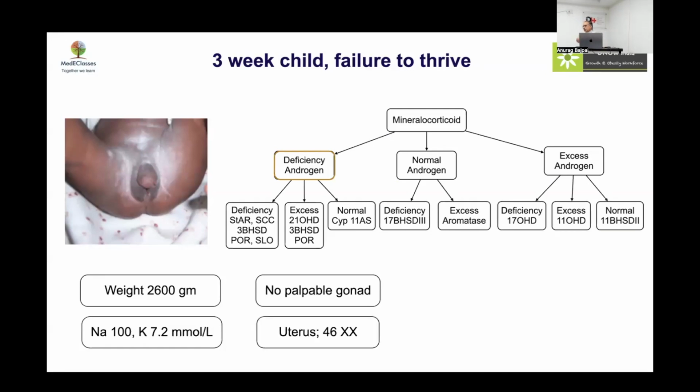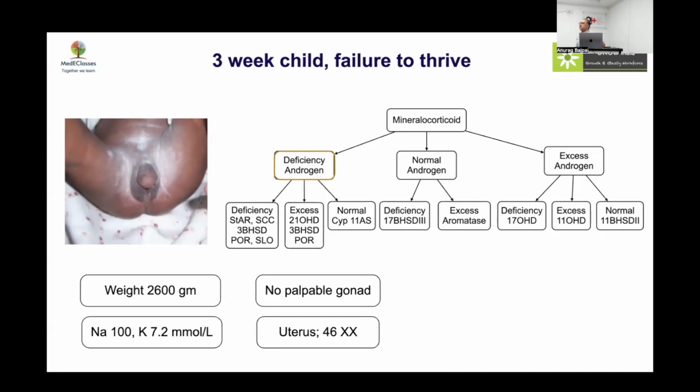As I said, now I was talking about StAR versus 3 beta HSD in XY DSD. In XX DSD, will 21 be more affected or 3 beta be more affected? 21. Why? Because again, 3 beta is not being produced that much. It's just that there is a peripheral conversion. So levels will be like 100, 120. In 21, the testosterone levels can go really high. So 21 will be more virilized.